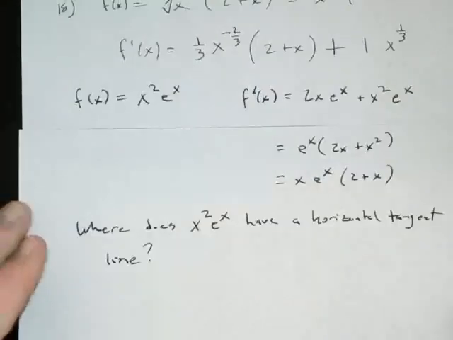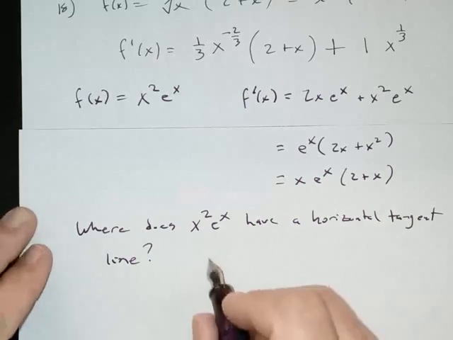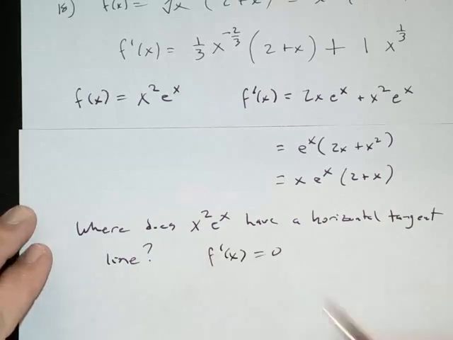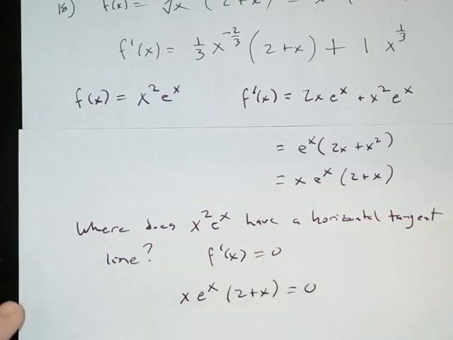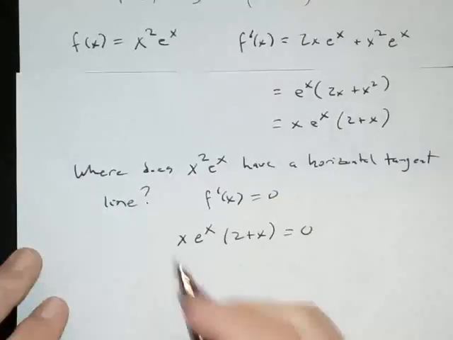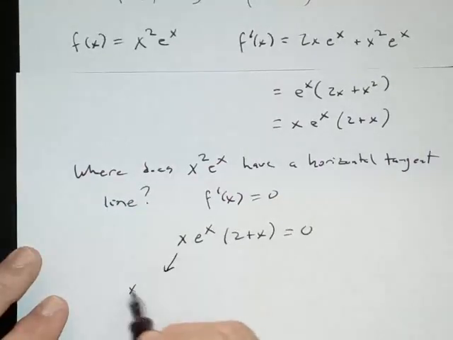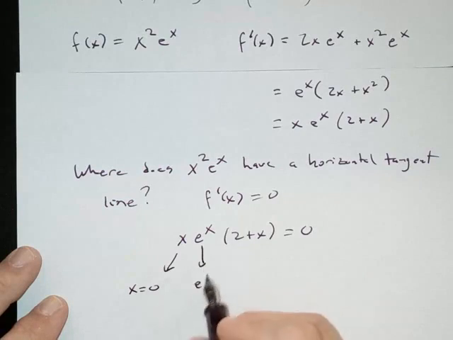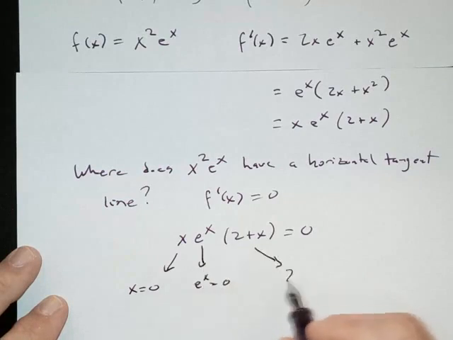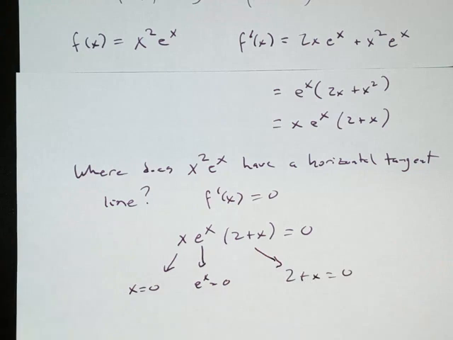The answer is wherever f prime is 0. And so I take this equation and I set it equal to 0. And I go to town. If this is 0, then either x is 0, or e to the x is 0, or 2 plus x is 0. Well, x equals 0 is already solved for x. If 2 plus x is 0, then x is equal to negative 2. What about this one?